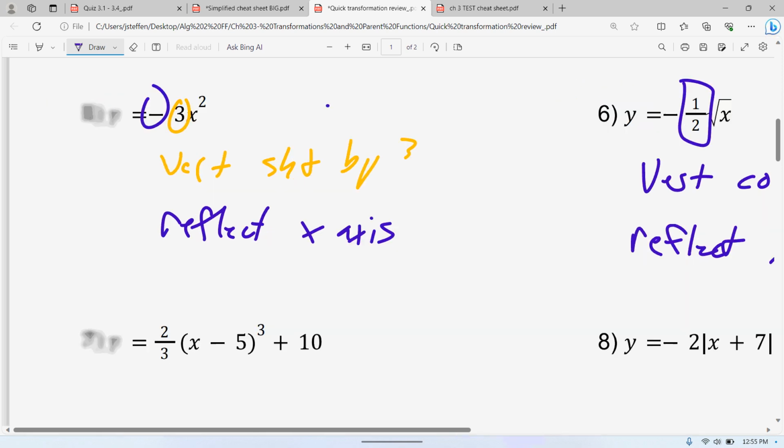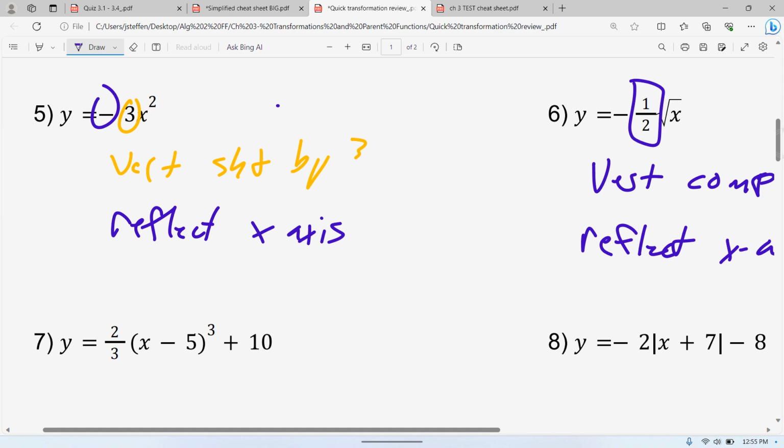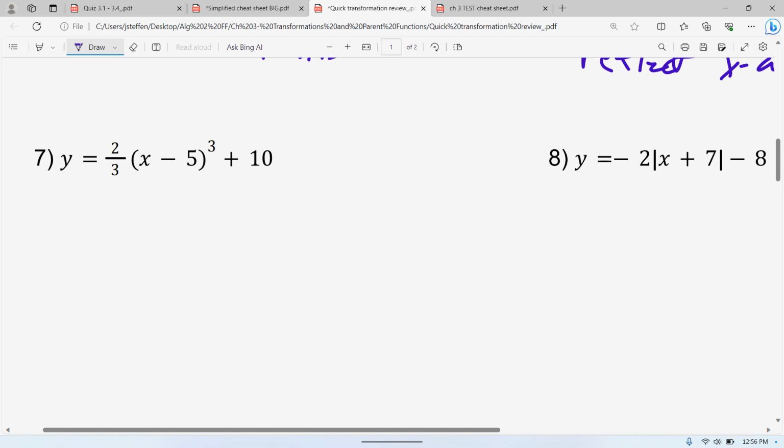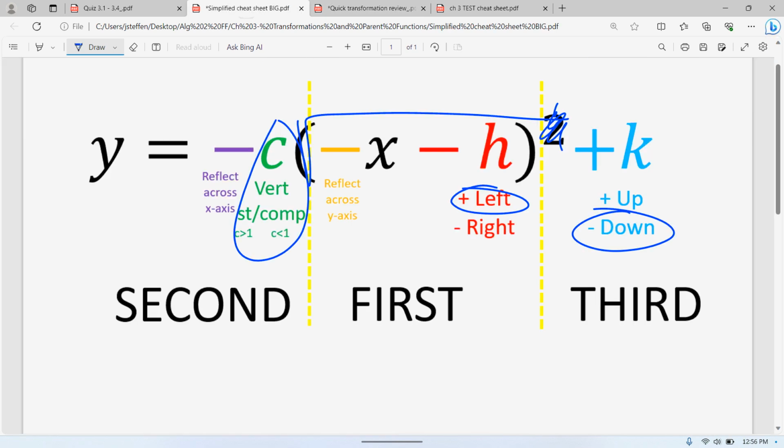So the other 2, I'm not going to take the time to write these down. Most of the ones I put on the test are only 2 transformations. Usually it's not like 7 and 8 where there's 5 or 6 or 4 or 5. So I'm just going to talk you through these. But again, all you need to do is follow this if you need to. Start inside, then you work your way outside.